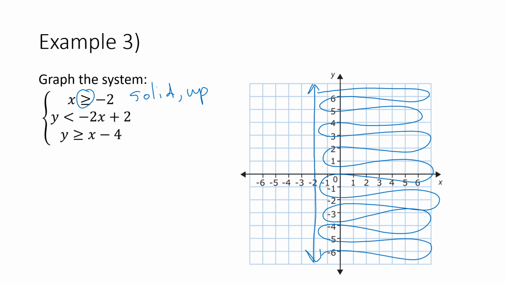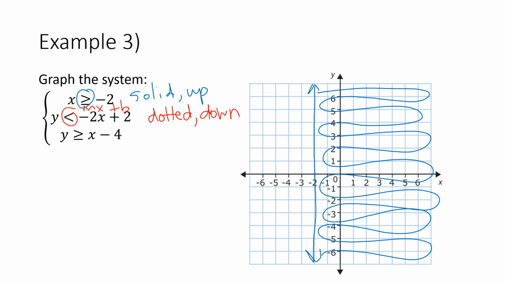The second inequality, this one's a little bit easier. It's written in slope-intercept form. y equals mx plus b. We have a less than sign. Less than means we're going to include the points beneath the line, but we're not including the line itself. So when we draw this one, we're going to use a dotted line and we're going to shade downward.